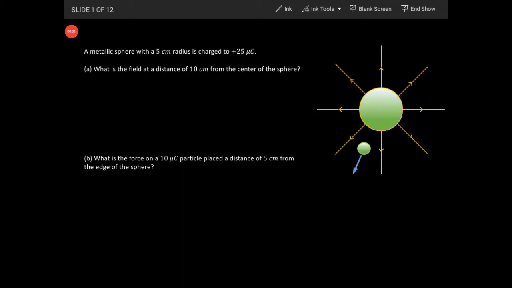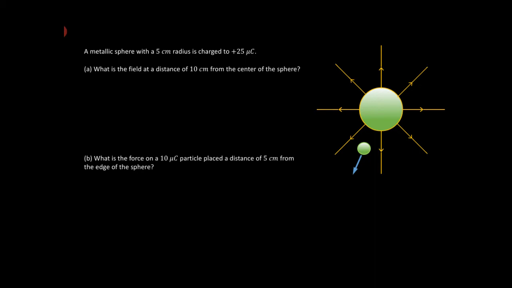All right, so for lecture 3, we're talking about fields, generating fields by objects. So we're going to have a sphere here. We have a big metallic sphere. Actually, metallic doesn't matter, but it's always fun to put extra stuff in there. And that's going to be 25 microcoulombs, right? It's got a 5 centimeter radius, so this is 5 centimeters.